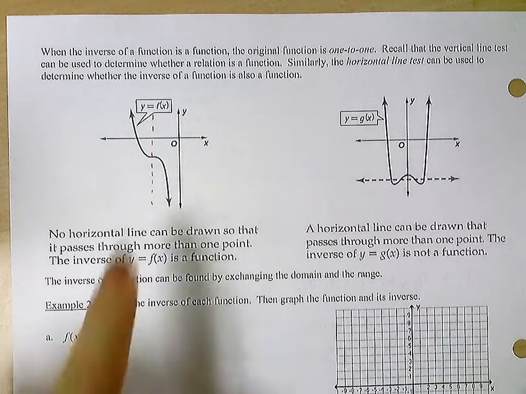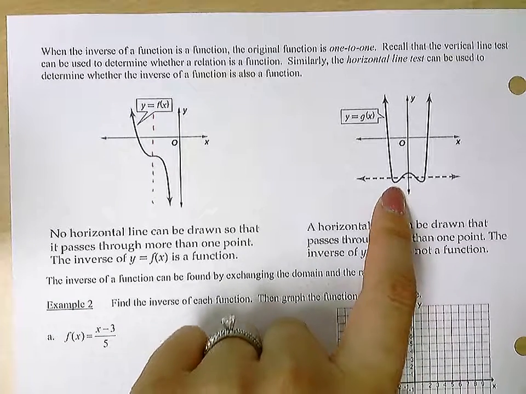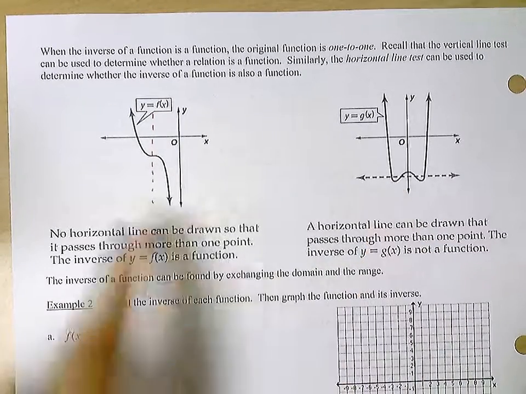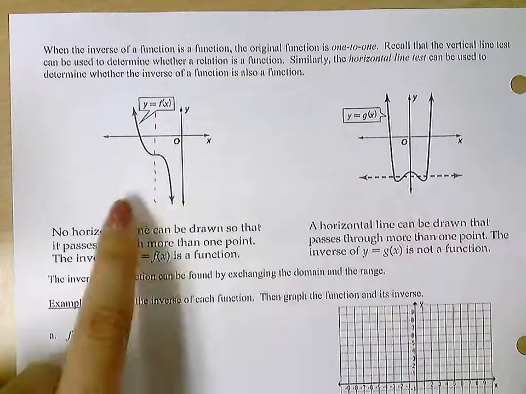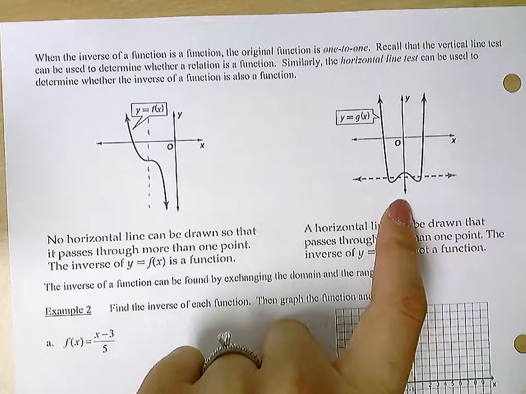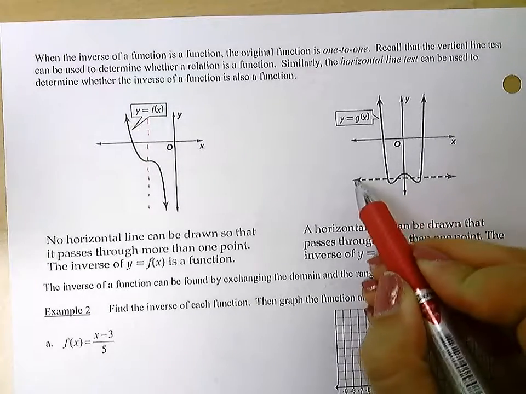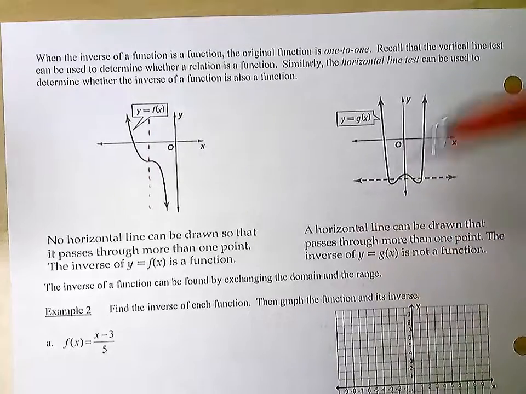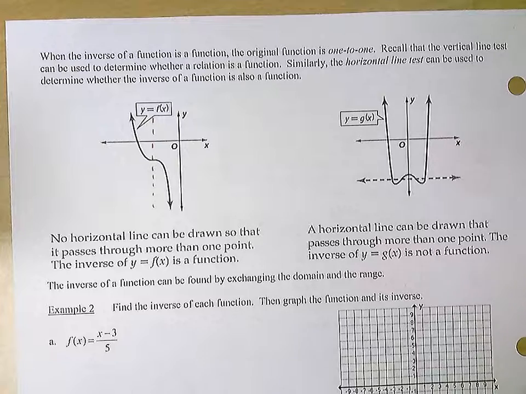Now, if I take the inverse of that, this is an inverse, I use a horizontal line test instead. So I used a vertical line test on my original. You use a horizontal line test on your inverse to see if it's a function. Now with this one, if I were to do that horizontal line test, it hits 1, 2, 3, 4 points. So that would not be a function. It hit more than 1 point. Does that make sense?